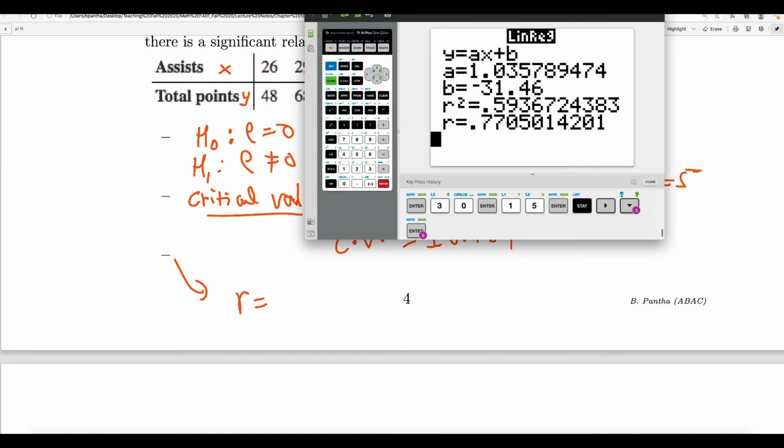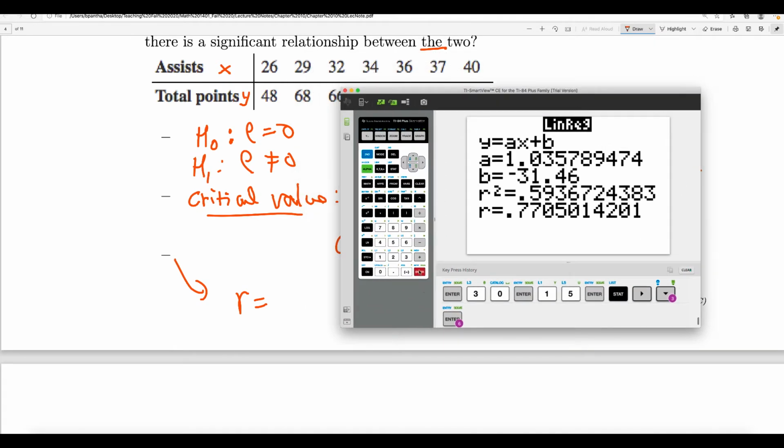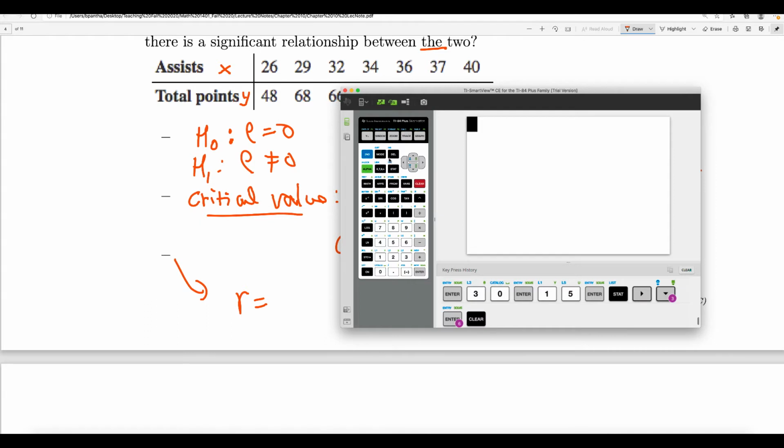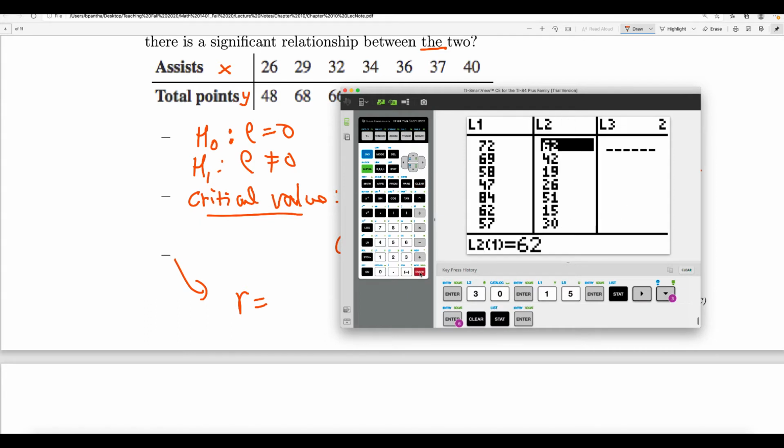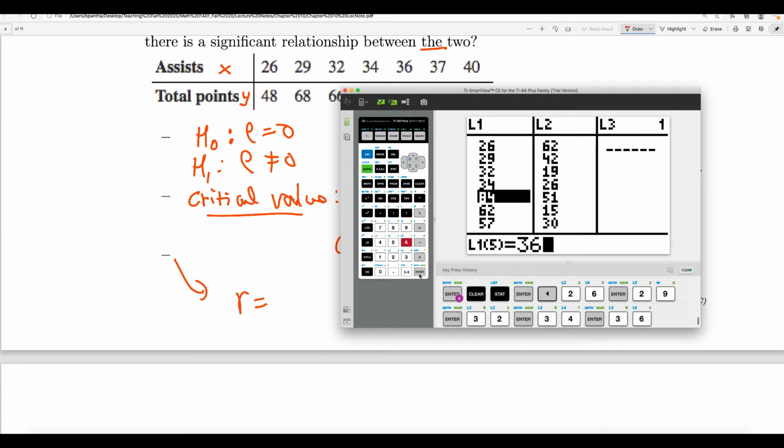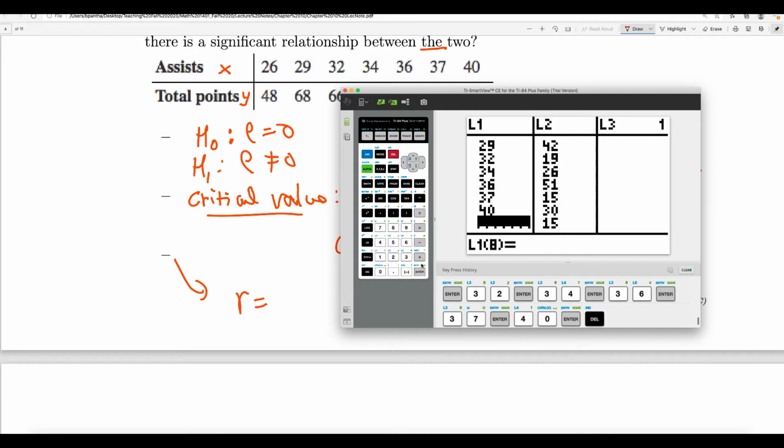Okay. So let us enter those values. Let me clear what I have here, and then go to the stat and then edit, hit enter. Let me enter the first thing. So 26 x is entered in L1, and then 29, 32, 34, 36, 37 and then 40. And then delete the 45. We don't need that. Okay, now we're done.